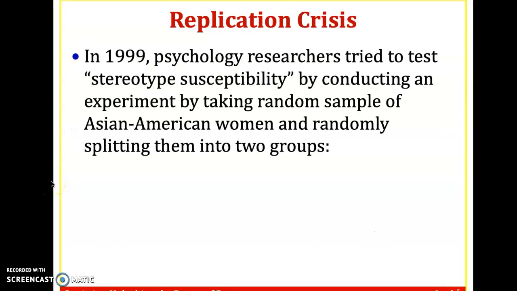So here's an example I was just talking about. In 1999, psychology researchers tried to test stereotype susceptibility. So they conducted an experiment by taking a random sample of Asian American women and randomly splitting them into two groups. I believe the study was done at Harvard. I have a link here later.